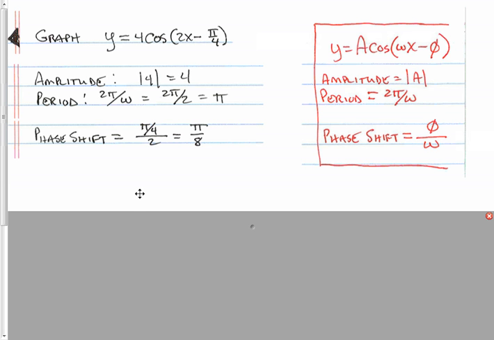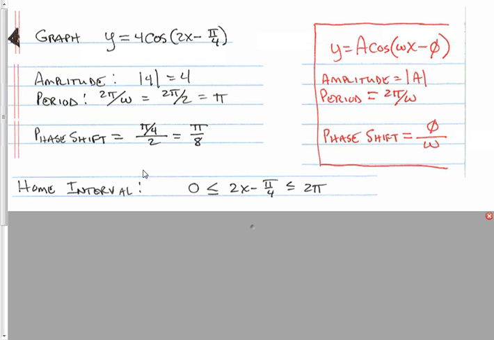Okay, well, now we're going to approach this like we have in the past. That is, we're going to graph one cycle, and that cycle has to move between 0 and 2 pi normally. So we're going to get the cosine to go through all of the values between 0 and 2 pi, and so we need to make sure what x's cause 2x minus pi over 4 to take all the values between 0 and 2 pi. So that's the normal way we do this. We take the argument, set it between the normal beginning of the home interval for the cosine function and the normal end of the home interval.